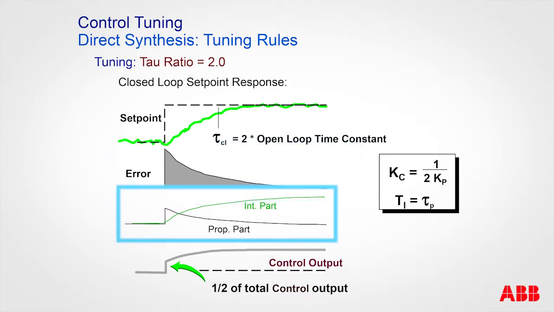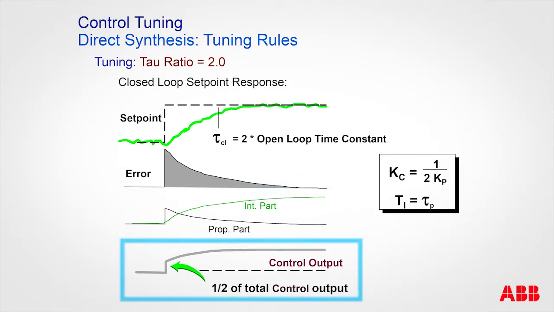Notice the proportional. Here I've got them superimposed, but the proportional looks just like the error, and then the integral, remember, you're integrating that area, it looks like this. So when I add these two together, I get this shape. You get this initial kick, and then it comes on up. Notice that the size of the initial kick is half of the total output.